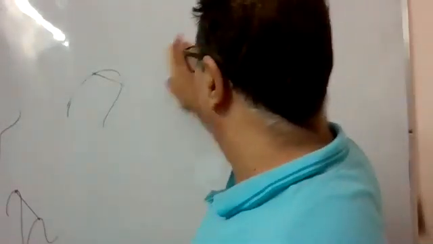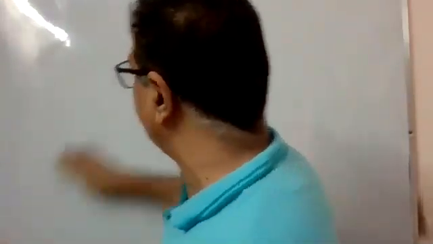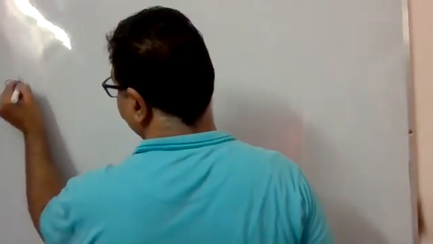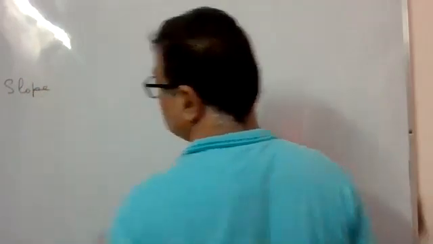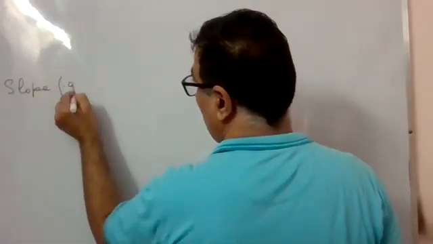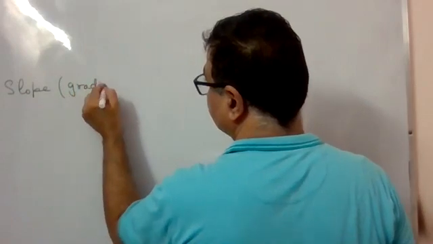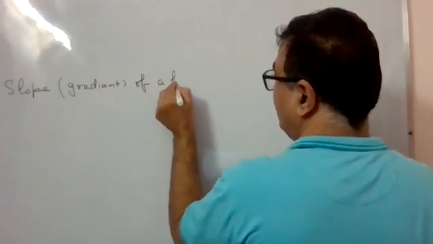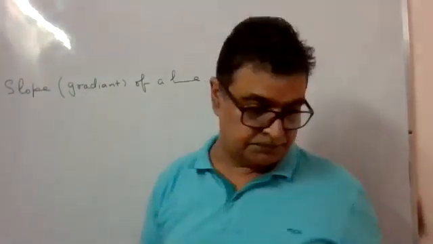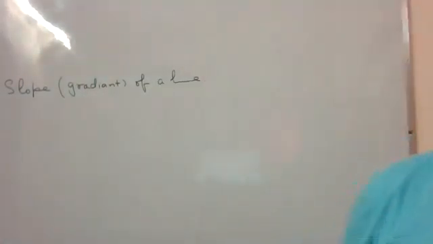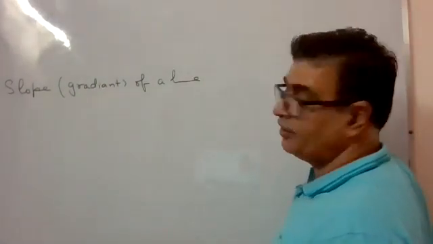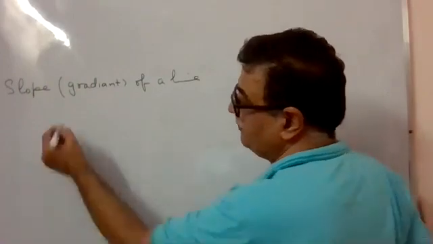Now coming on, the first thing which we will take in the straight line that we should remember now is slope, or gradient, of a line. Slope or gradient of a line. Now what is the meaning of slope or gradient of a line that you should keep in mind?